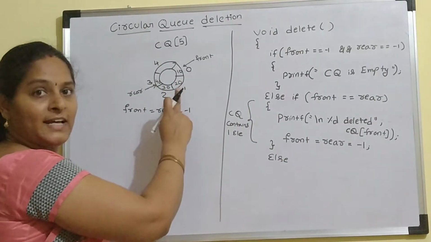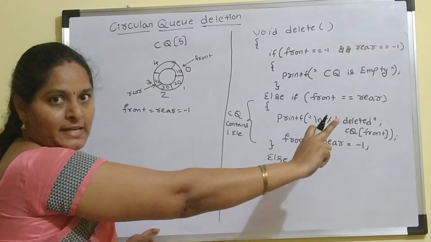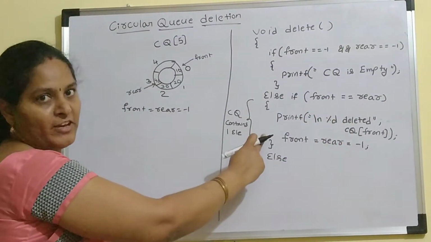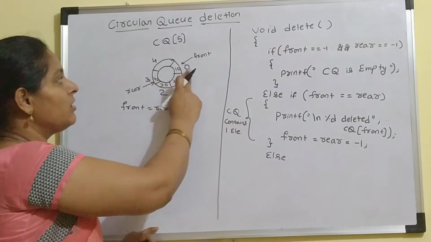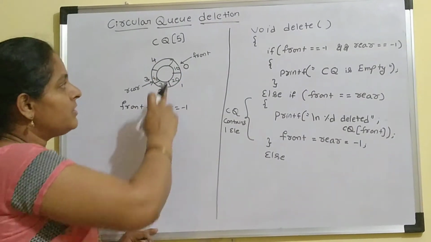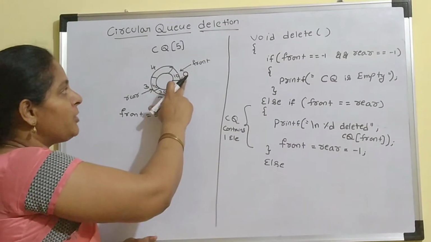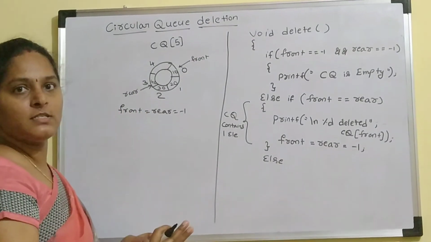Here the queue is not empty, which means front and rear are not the same, so this condition will also fail. Now we will come to the else block. Here in the else block, we are checking the positions of front and rear. Front is pointing to the 0th position and rear is pointing to the 3rd position. That indicates that there are a few elements in the circular queue.